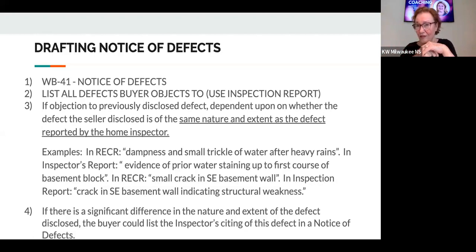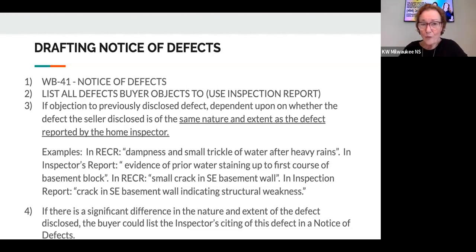This makes it official that this is an official notice that you are serving per the contract, per the offer to purchase. List all the defects the buyer objects to. You don't have to list them all. Maybe just list one that's really serious. Some buyers, if they're trying to get out of the contract, list all the defects they can possibly dig up from the inspection report. But you use the inspection report as your source of defects.